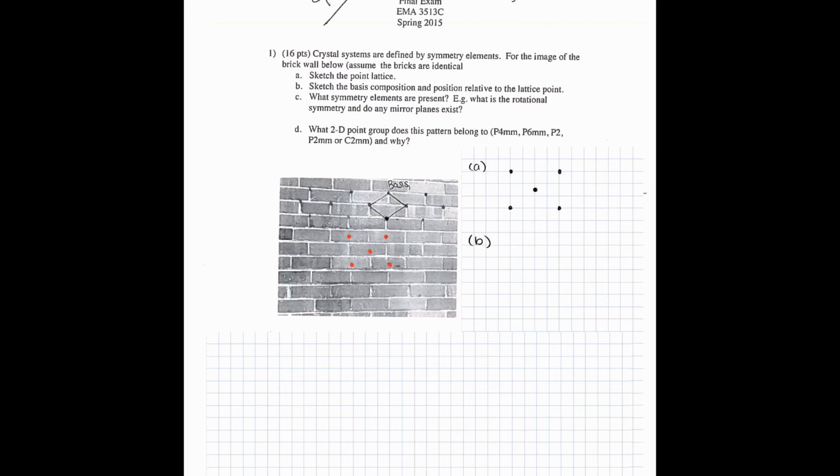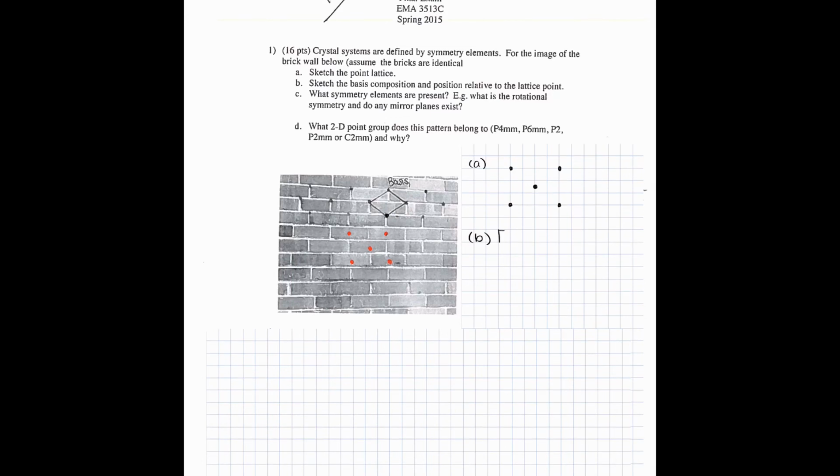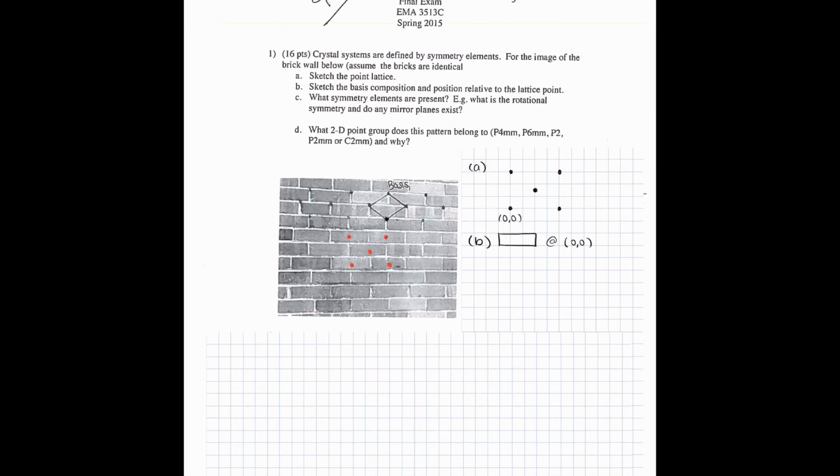Part B says sketch the basis composition and the position relative to the lattice. The basis is a single rectangular brick, and I'm going to say this is the 0, 0 point, and put it at 0, 0. All right, that's that.